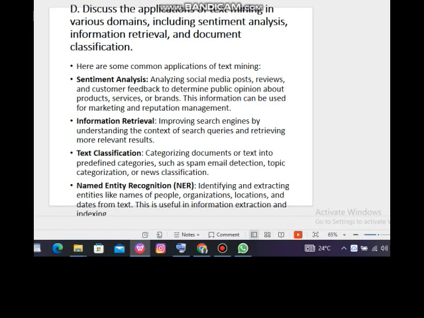Information retrieval, improving search engines by understanding the context of search queries and retrieving more relevant results. Text classification, categorizing documents or text into predefined categories like spam email detection, topic categorization, or news classification. Named entity recognition, identifying and extracting entities like the names of people, organizations, locations, and dates from text is useful in information extraction and indexing.